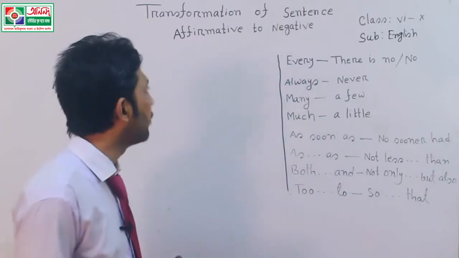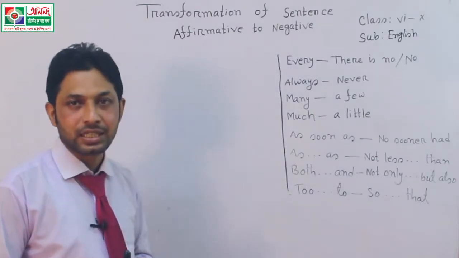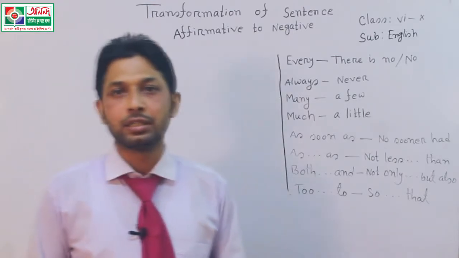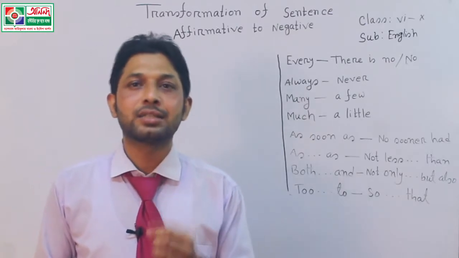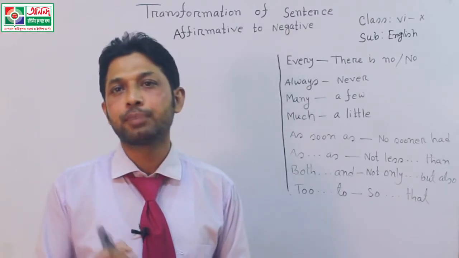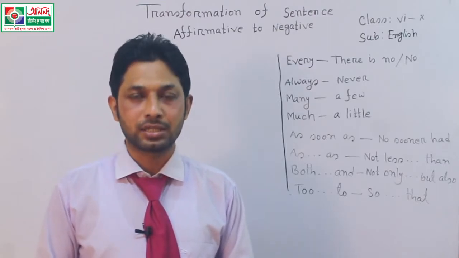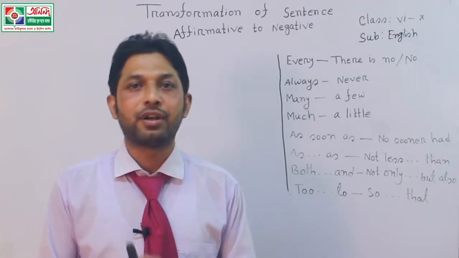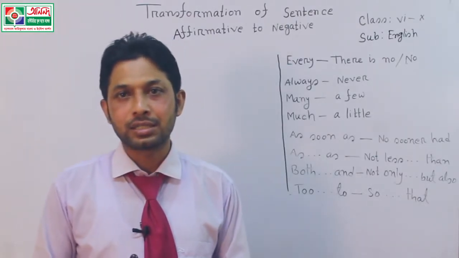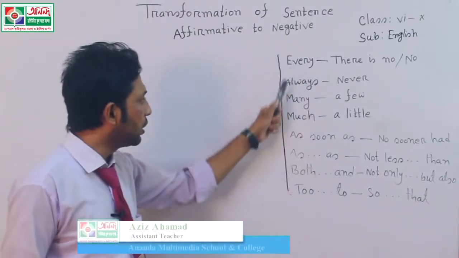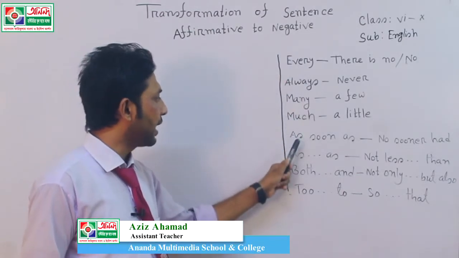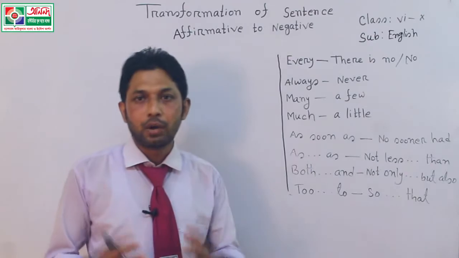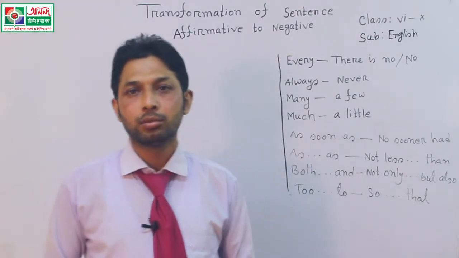Today the topic of our class is transformation of sentence, and our main topic is affirmative to negative. Dear learners, I discussed some of the rules of affirmative to negative in my previous class. Today, I will discuss some more rules, where there are every, always, many, much, as soon as, both, and to. Now, I am going to discuss one by one.